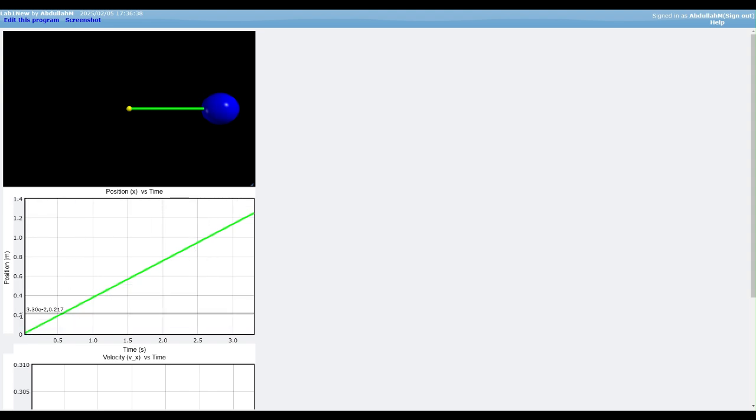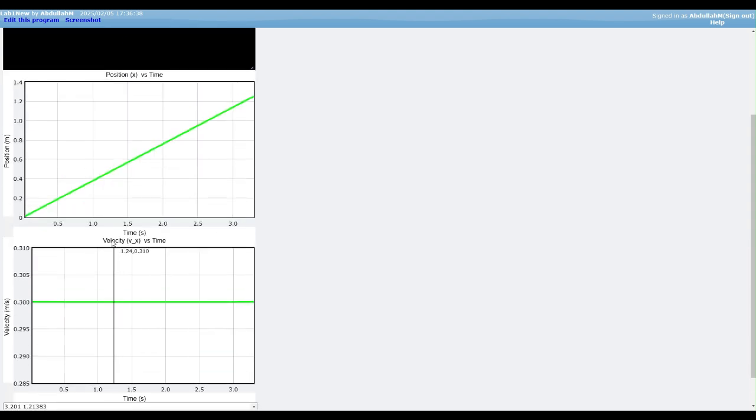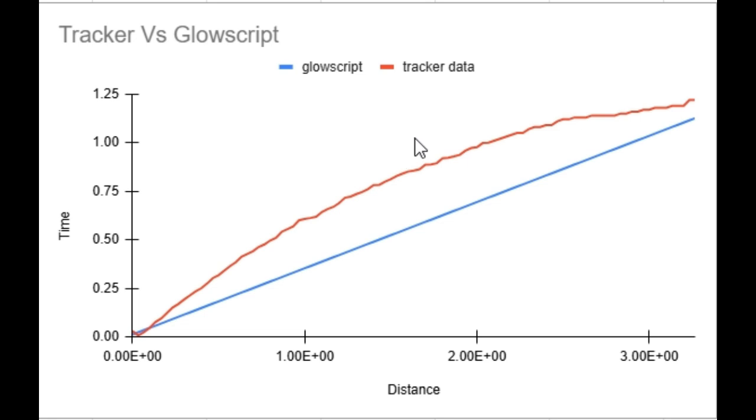As you can see, our position versus time is constant, and so is our velocity. Here's the computational comparison model. The blue line is our GlowScript data, and the red line is our Tracker data. As you can see with the Tracker data, it is not constant, and that's because of many things at play, such as friction from the table and the marker, air resistance, and a whole bunch of things. You can't really have constant motion in the real world, but with GlowScript, since it's a simulation, we can have constant motion. That is why it is a straight, smooth line, meaning constant, unlike the Tracker data.